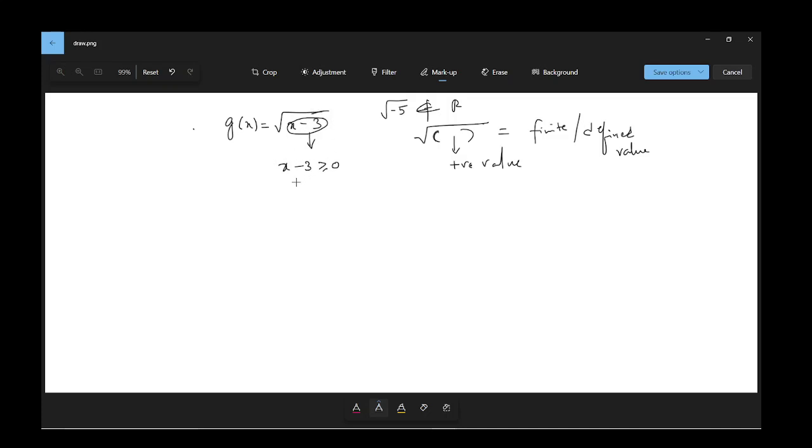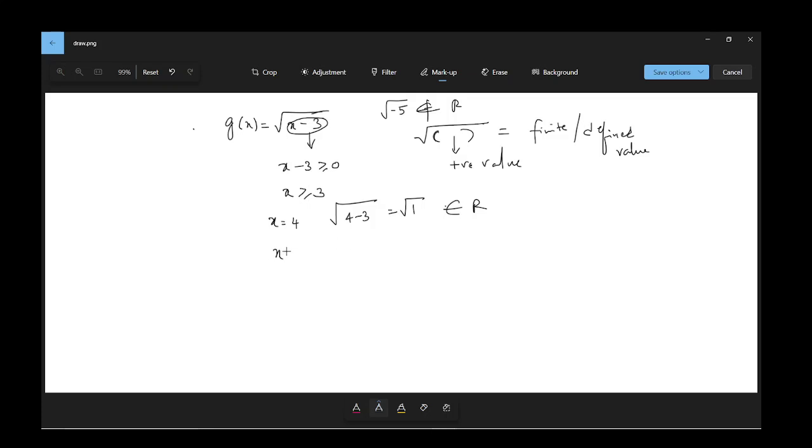So what makes this positive? This complete thing should be positive. So x should be any value greater than or equal to 3, which produces a positive number, which produces the output a finite value. For example, if I take x equal to 4, the square root of 4 minus 3 is the square root of 1. So this is actually a finite number, and it does belong to the real numbers.